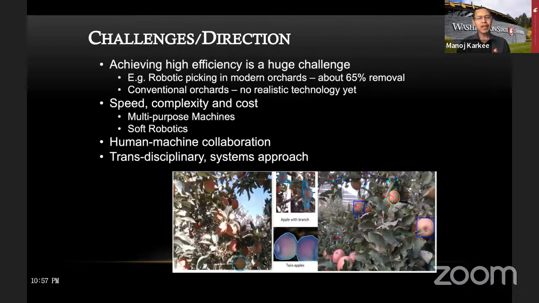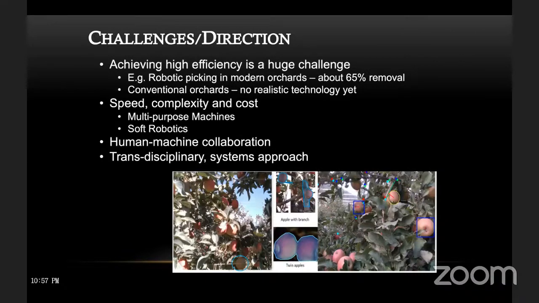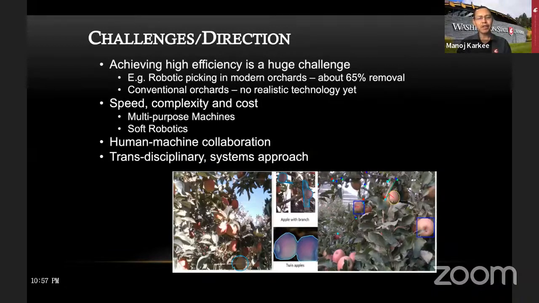One of the challenging areas for automation and robotics in these kinds of crops is achieving high efficiency as we operate in the field. For example, with the latest technology we have developed, in the most modern apple orchards, our picking efficiency is still around 65% to 70%, sometimes up to 80%. But we're still not able to get to 90 or 100% of picking with these robots. In conventional orchards, it's even worse and not really realistic yet in terms of application of these kinds of robotic solutions for picking apples and other kinds of fruit crops.